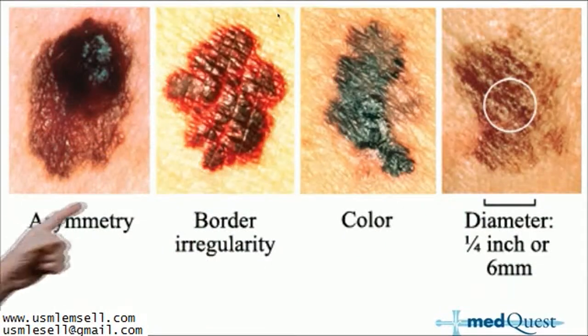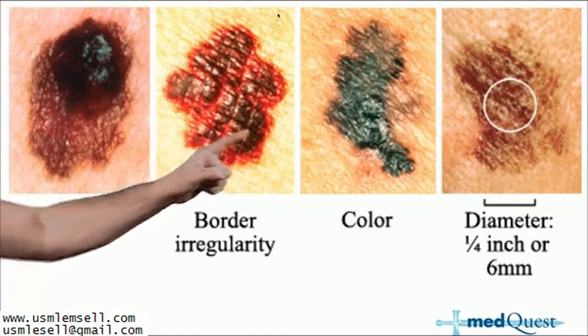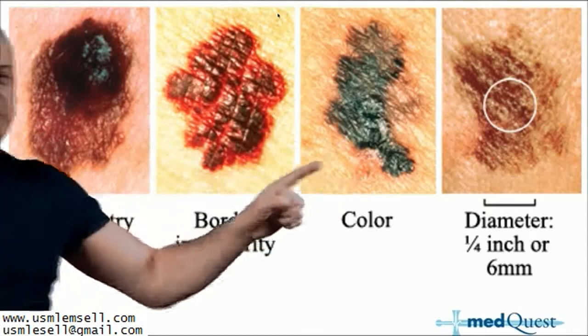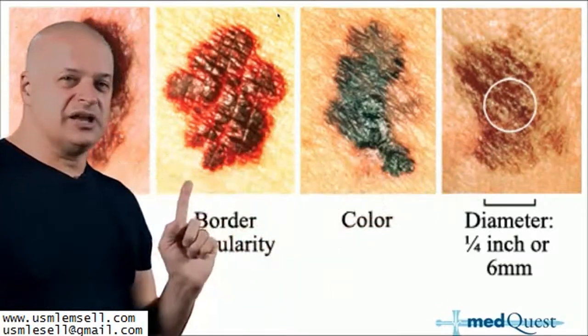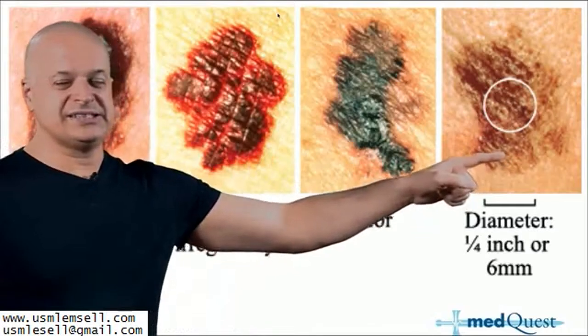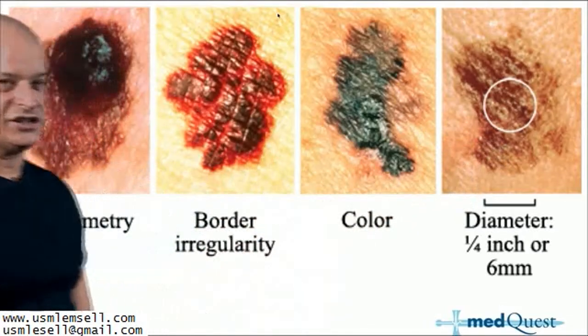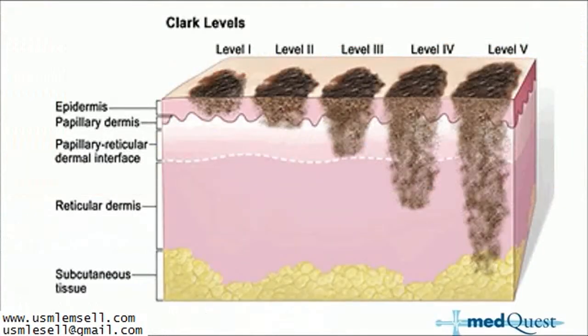So we see now it's asymmetric, with uneven borders, uneven colors, and uneven size. It does not stay the same size. It changes. Let's absorb that: A, B, C, D. Oh, and the total depth.